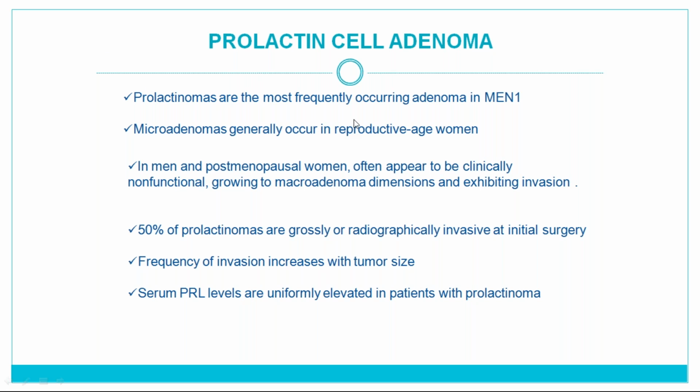These are the most frequently occurring adenomas in MEN 1. In MEN 1, as already discussed, there will be pituitary adenomas. What is the most common pituitary adenoma in MEN 1? If they ask, it is prolactinoma. It is more common in reproductive age group women. In men and postmenopausal women, it often appears clinically non-functional. 50% of prolactinomas are grossly or radiographically invasive at initial surgery. They will be invading the surrounding structures.